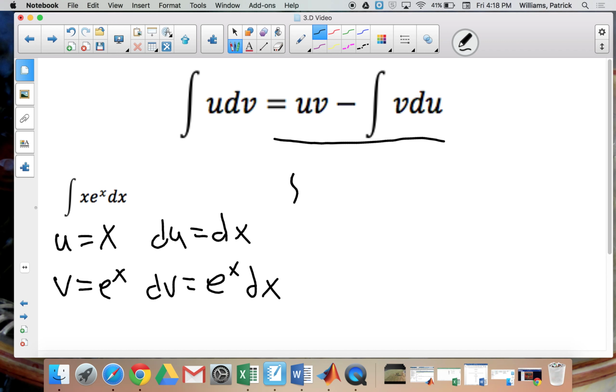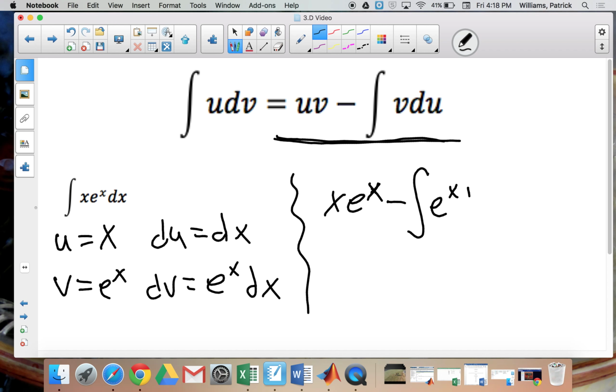Okay, so if you gave it a shot, if we plug our u, du, v, and dv into the equation for integration by parts, we get this integral is going to be equal to u times v, which will be x times e to the x, then minus the integral of v du. V is e to the x, and du is dx. So now take a look at this. Wow, that's a lot simpler integral to solve than the original one we got. So we're on the right path here. We're doing a good job, okay?